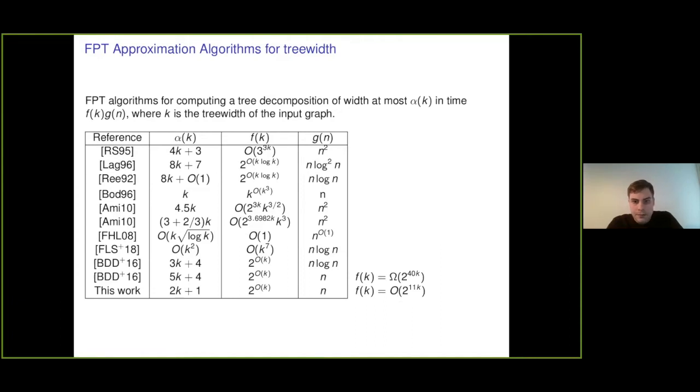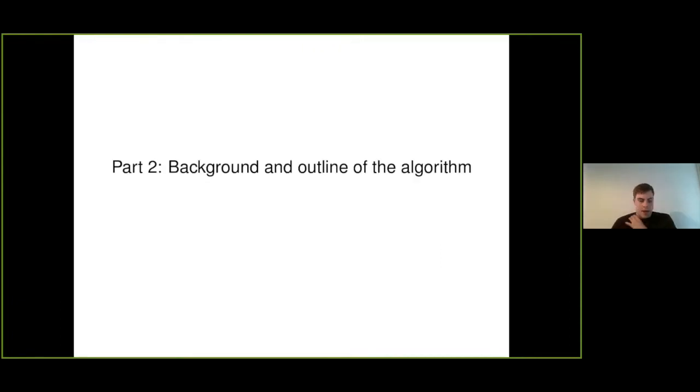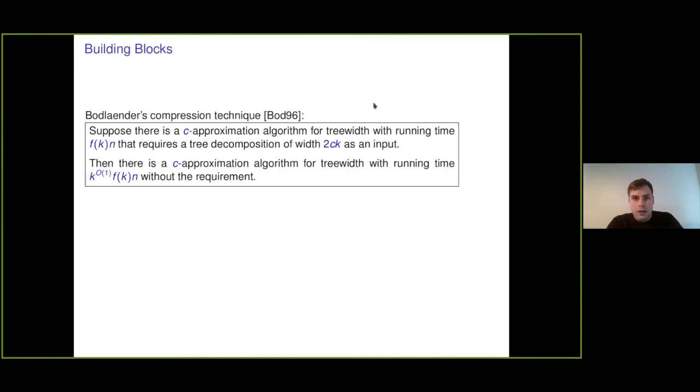Okay. And so next, I'll talk a bit about the background of this result and give some outline of the algorithm.